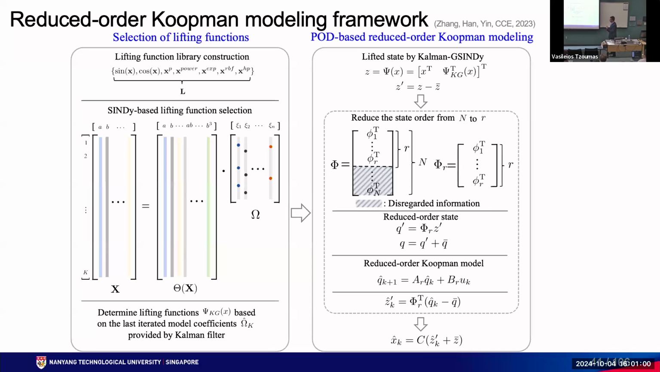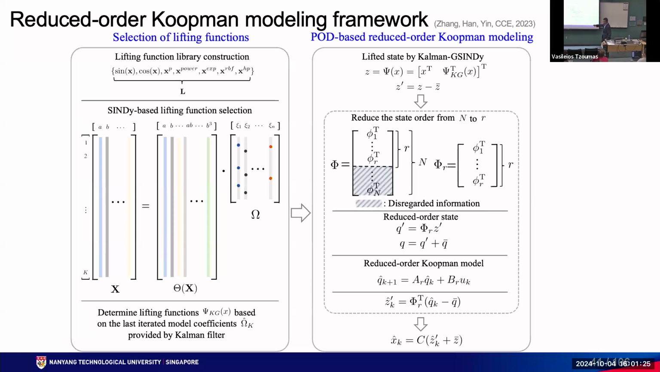The idea here is that we first integrate Kalman filtering with the SINDy idea, and we assign a random parameter to each of the candidate functions. So these are the candidate functions, A B, B square, B cubic. And these are the coefficients for these candidate lifting functions. We use Kalman filtering to recursively update these parameters.